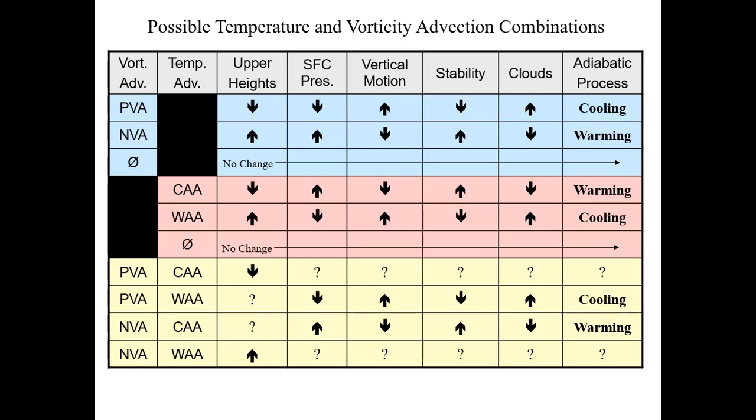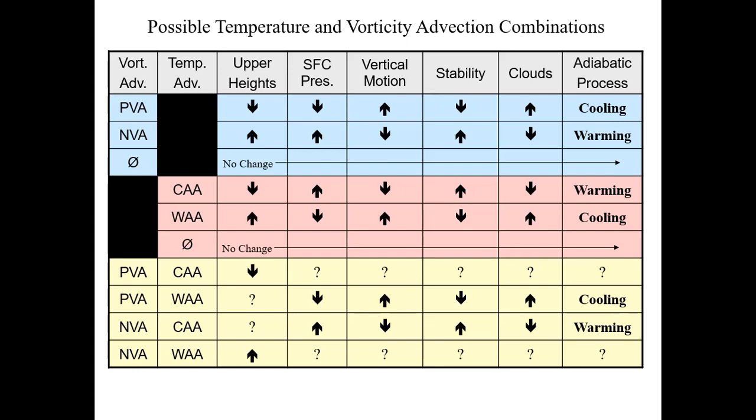In this case, with NVA, negative vorticity advection, and cold air advection, I do know my surface pressure increases when I combine those two. I do know the vertical motion is downward when I combine those two. I do know the stability increases, and with downward vertical motion, you have a drying and a warming of the parcel, which is going to dissipate the moisture and decrease the clouds via adiabatic warming.